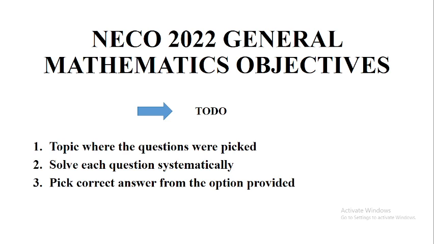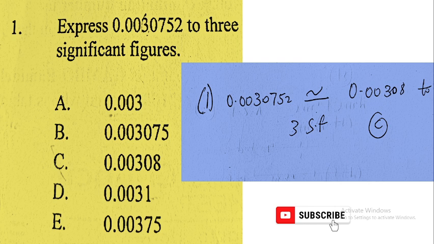So let's jump to the first question. The first question is what you are seeing on the screen right now: express 0.0030752 to three significant figures. You have to express 0.0030752 to three significant figures. So the question is from approximation as a topic. That's where they pick the question from.